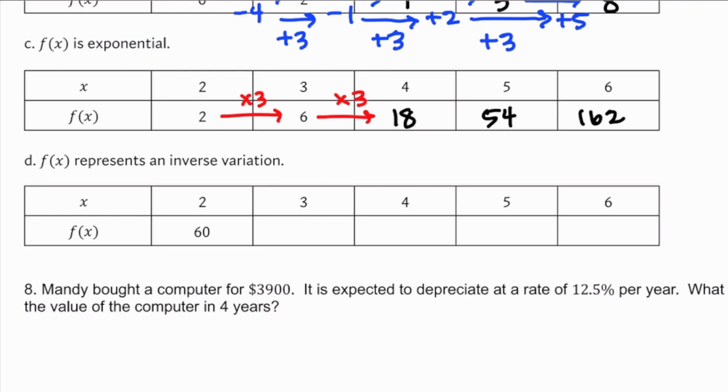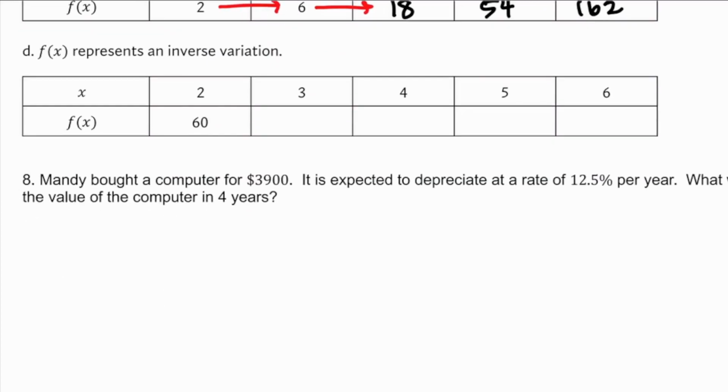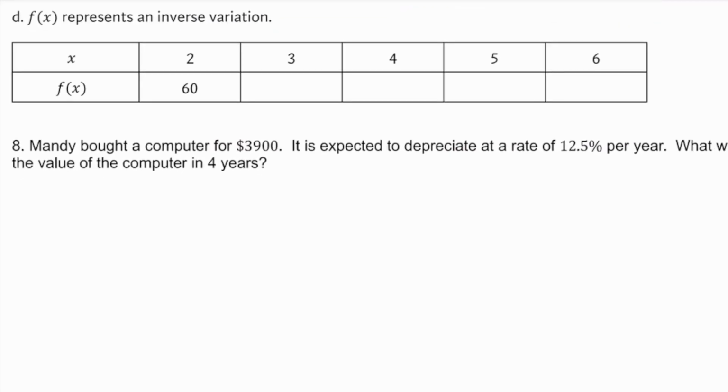And if f of x represents an inverse variation, this is not one that we did in my class, at least with a table, but it's one that we definitely could do, because y equals some number k divided by x, or as I mentioned just a few minutes ago, x times y equals k. So if they give us 2 and 60, I know that x times y equals 2 times 60 is 120. So I say 3 times what is 120? That's 40. 4 times 30 is 120.